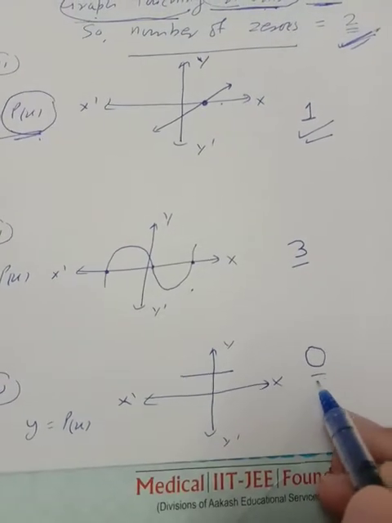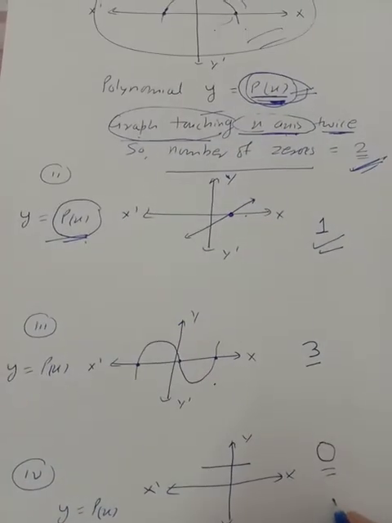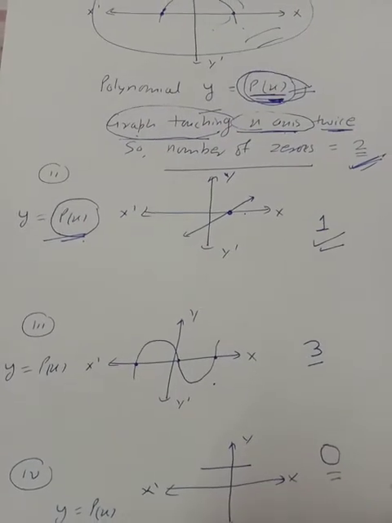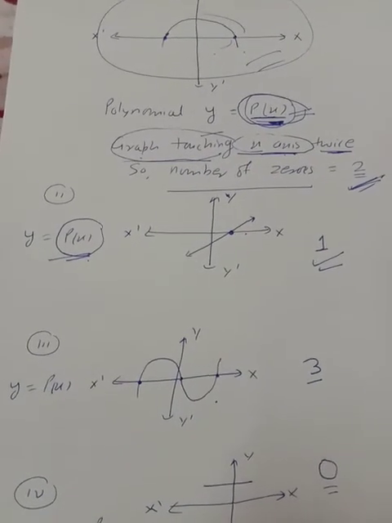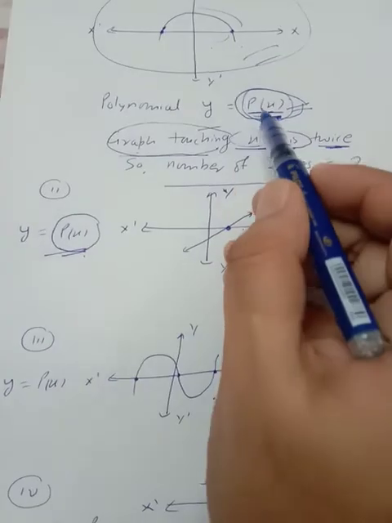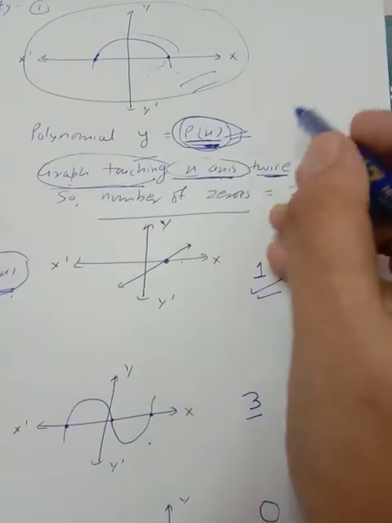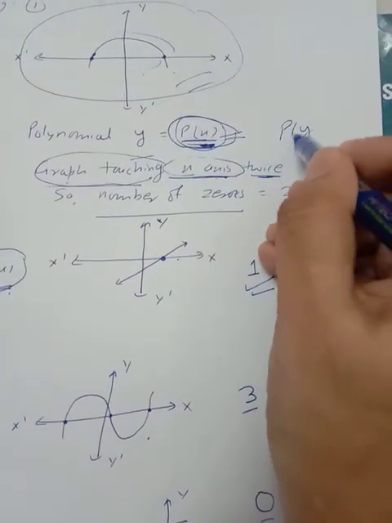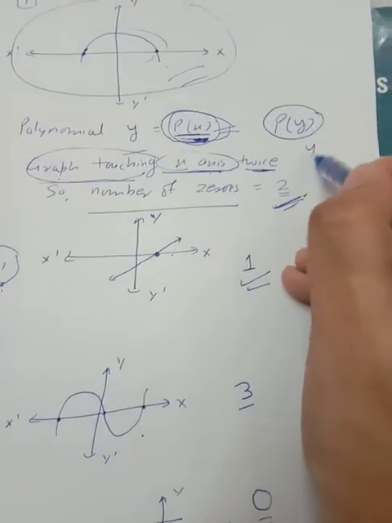So finding the number of zeros graphically is very simple. We just have to check how many times the graph is touching the x-axis. For the polynomial p(x). Suppose you get the polynomial p(y), then you have to check for the y-axis.